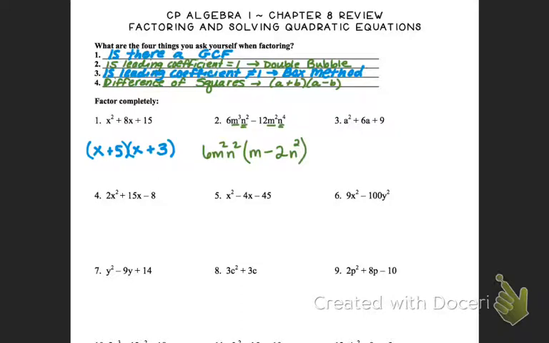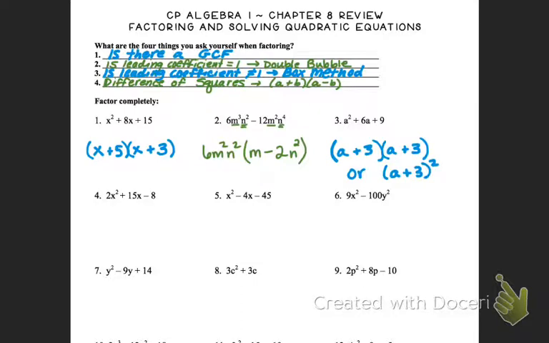Number 3, there's no GCF. The leading coefficient's 1, so we can go right to the double bubble. A times a, because that's the only thing that can get a squared. And then what multiplies to positive 9 and adds to positive 6, that's positive 3 and positive 3. Or you can write it as a plus 3 squared.